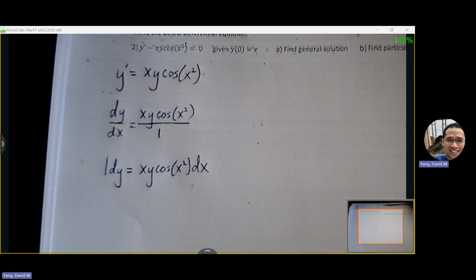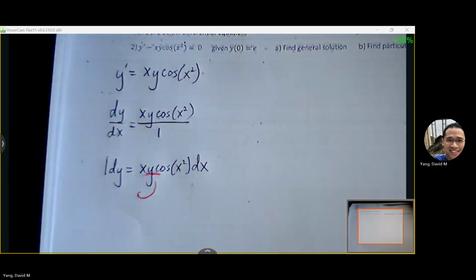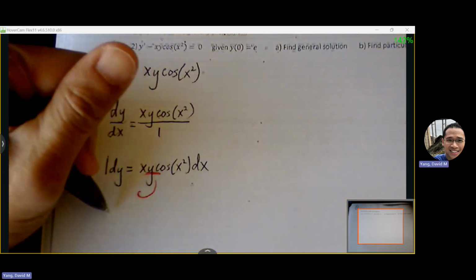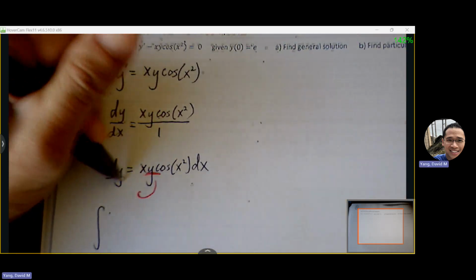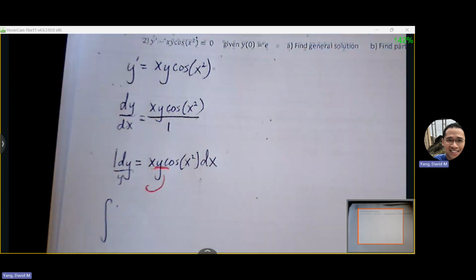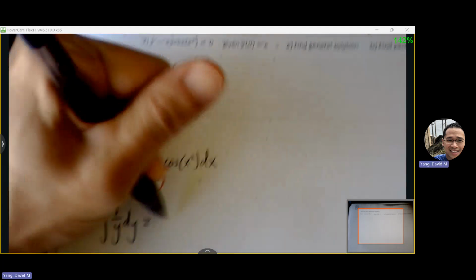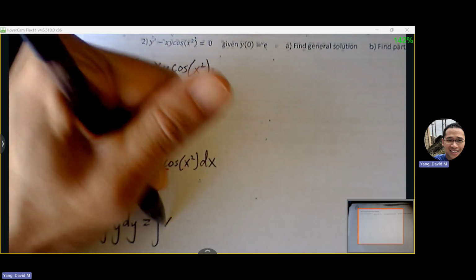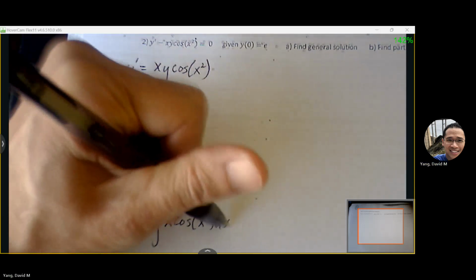The y. So what do we do? Divide it. Where's it going to end up? Denominator. Good. So that should be the only thing, right? Divide by y. So 1 over y dy is how my left side will look. And my right side will be integral of x cosine x squared dx.